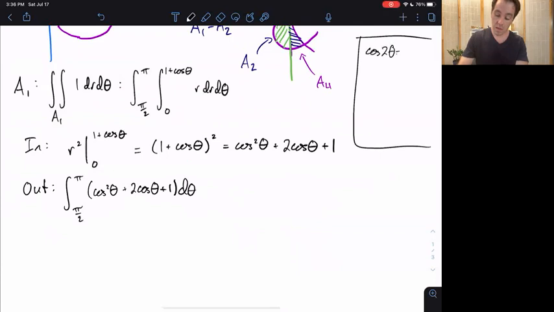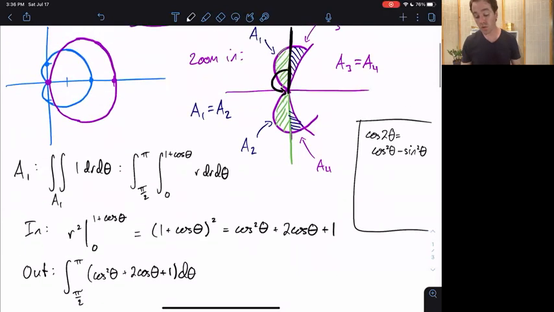Cosine of 2 theta equals cosine squared theta minus sine squared theta. If you don't remember the exact version to put in for the integral, you can always go and get this when you need it. So cosine 2 theta equals cosine squared theta minus sine squared theta. We then want to isolate cosine squared to have something to put into this.